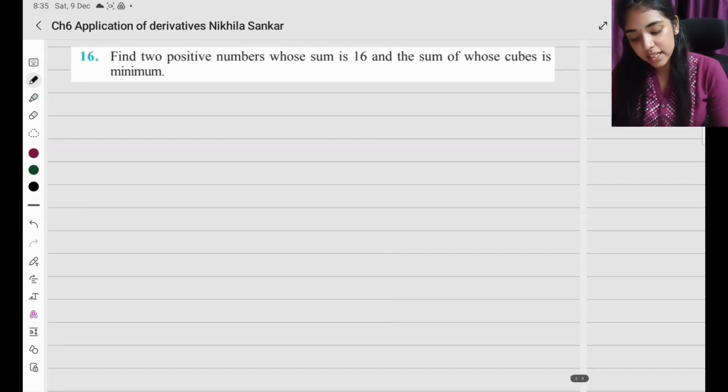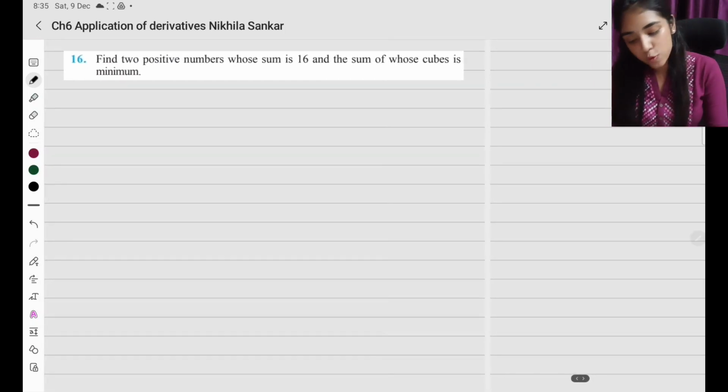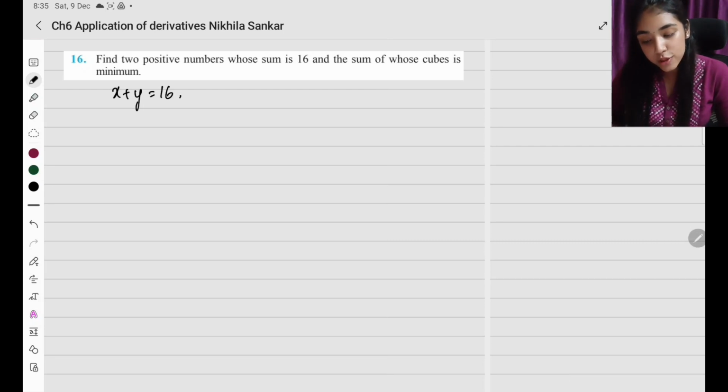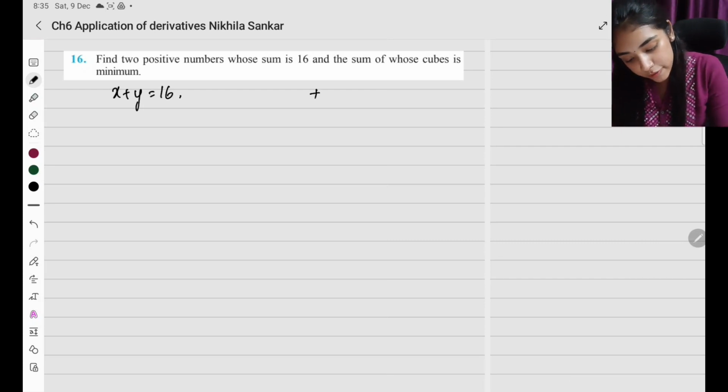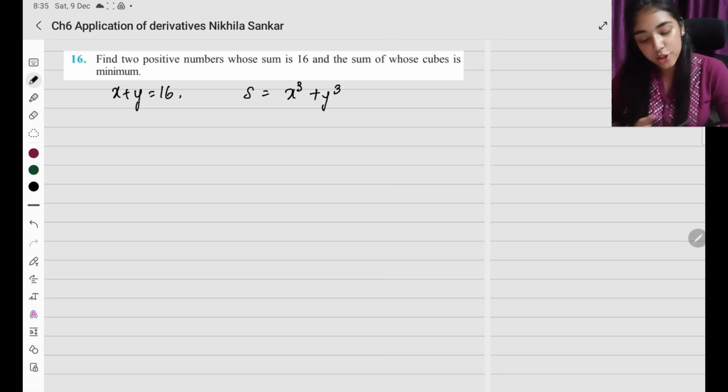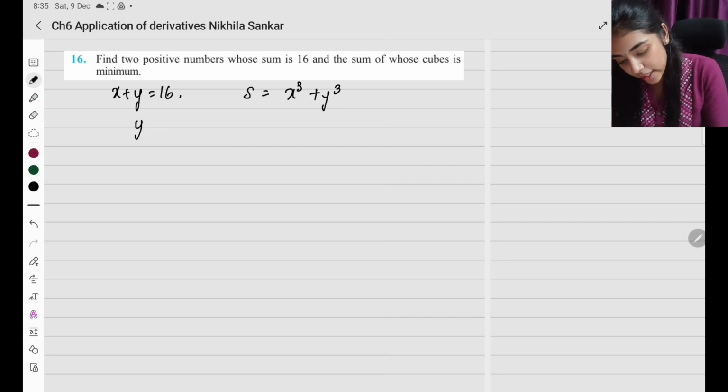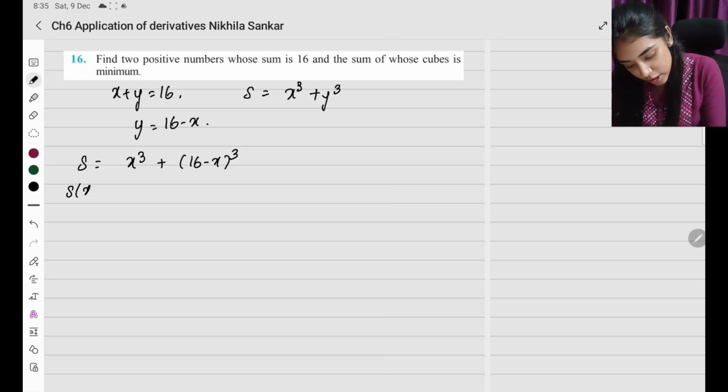Question number 16. Again, find two positive numbers whose sum is 16. So x plus y equals 16 and the sum of whose cubes is minimum. So the sum of the cubes, which is x cube plus y cube, is going to be minimum. So this is what you have to find. So from this I have y equals 16 minus x. So when I substitute in the sum, I have S equals x cube plus 16 minus x the whole cube. So this is in terms of x.